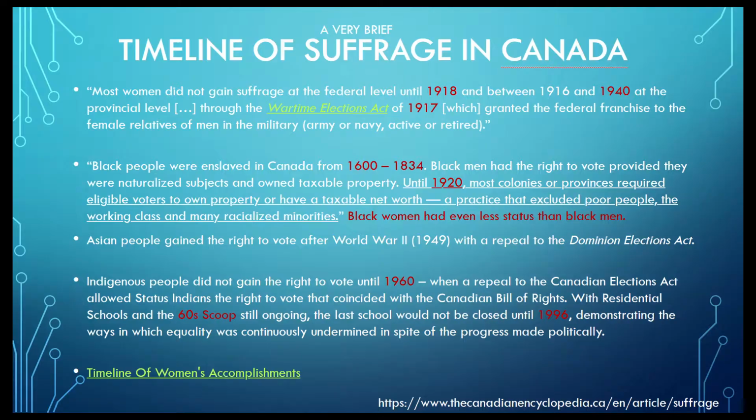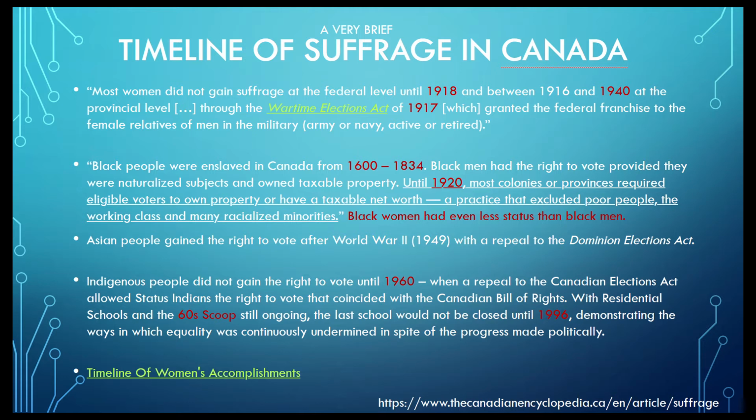And so there's a lot more information on this historical content that can be explored, but I just wanted to give a really brief introduction to women's rights and to specifically suffrage, because if you look at that timeline, most women did not gain suffrage at the federal level until 1918, and between 1916 and 1940 at the provincial level through the Wartime Elections Act, which granted the federal franchise to the female relatives of men in the military. So that meant Army or Navy, active or retired.